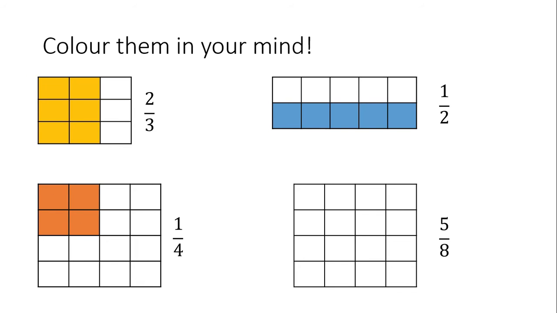And finally, 5/8. That one's tricky. You need to divide it into groups of 8 and then color in 5 of those groups. The groups are going to be like 1, 2, 3, 4, 5, 6, 7, 8, and then we'll color in 5 of those groups to look something like that. Now that we've reminded ourselves that we're focusing on groups rather than individual pieces, we can move on to the main problem here.